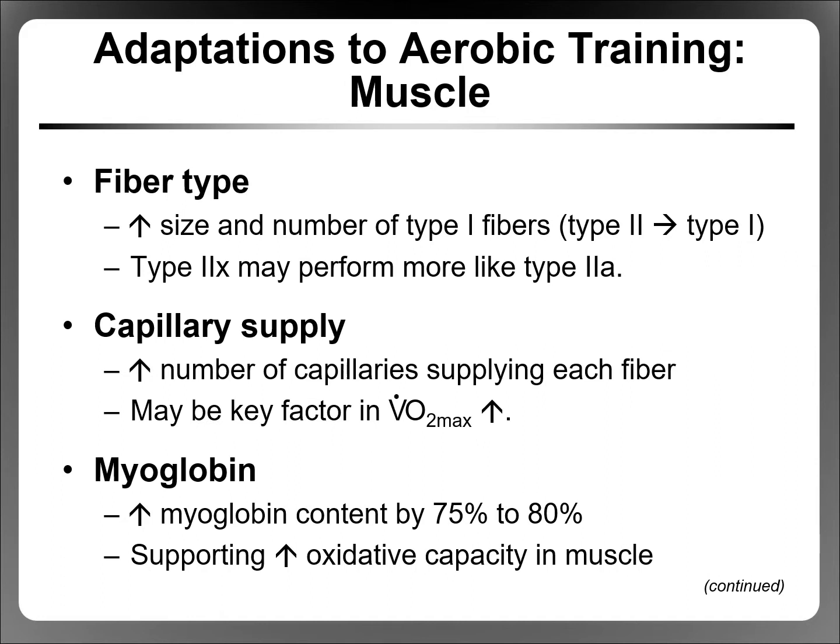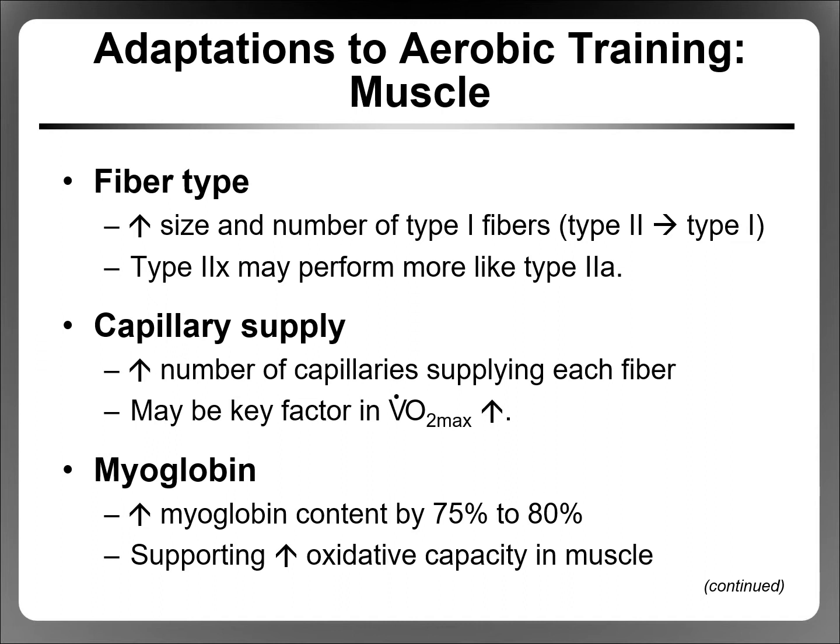All right, looking at our muscles. Remember, we are not actually changing muscle fiber types, but we're changing characteristics. As we increase the size and number of type 1 fibers, we are taking these type 2 fibers and not actually changing them into type 1 fibers, but giving them more type 1 fiber characteristics, which means I can take my type 2X fibers and have them perform more like a type 2A. This is where that kind of change is actually taking place.